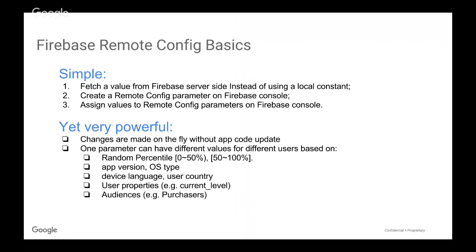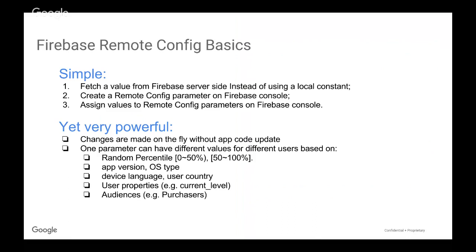But it's not just limited to randomized A/B testing. You can also assign different behaviors, different values of a server-side parameter based on app version, OS type, device language, user country, user properties. Let's say where the user is in the game, let's say level 5, level 7, and for sure it can be different between different user audiences. For example, if you want to show ads to people who haven't purchased any in-app purchase items, and you don't want to show any ads to those who already have done so. That's pretty easy with Firebase remote config.